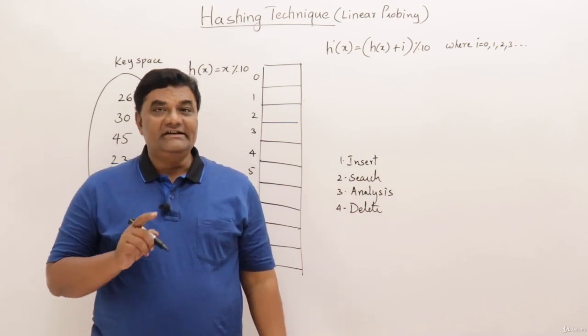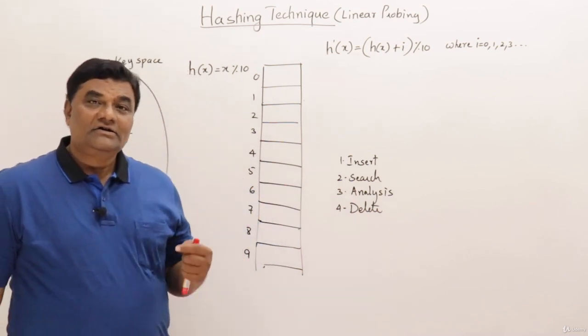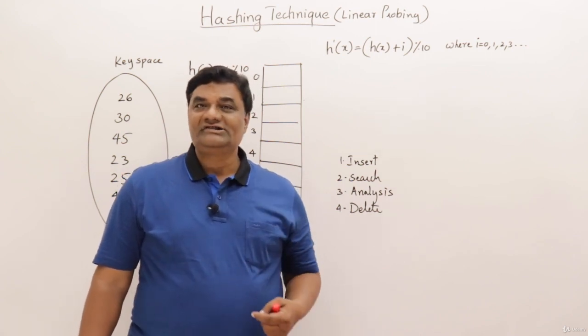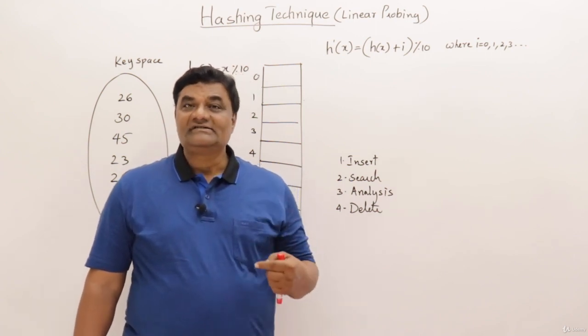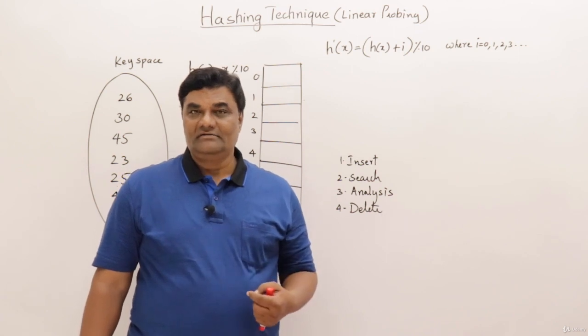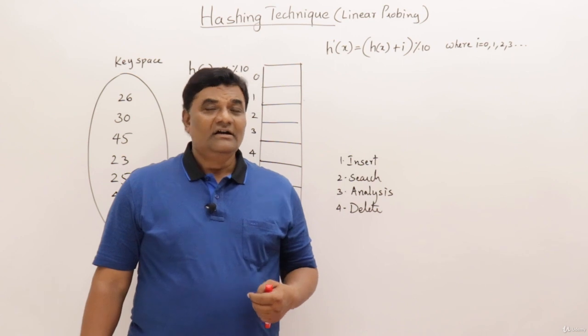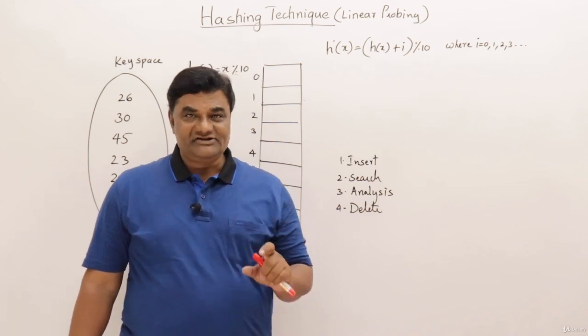The topic is linear probing. It is a collision resolution technique. In the previous video we saw chaining. Now this is linear probing. So this is another technique, that is linear probing. This comes under closed hashing.